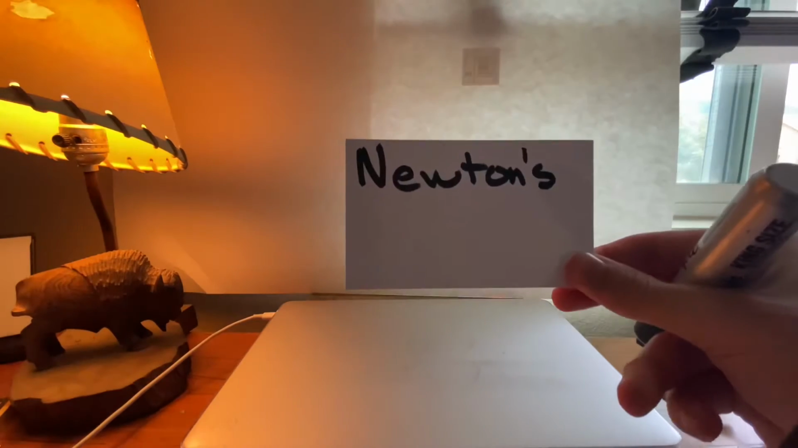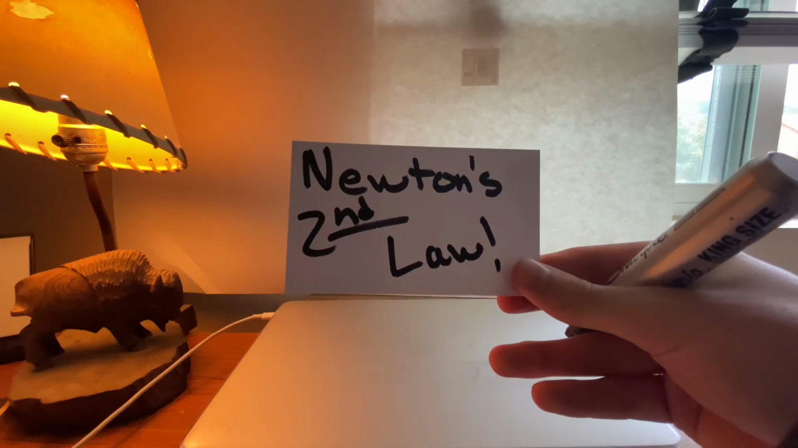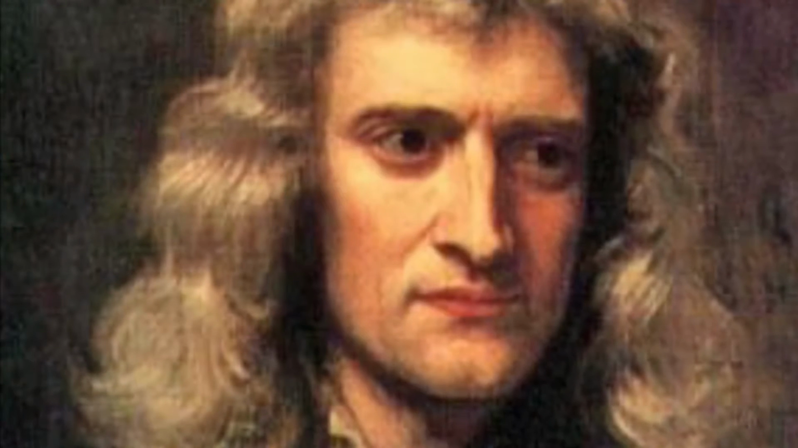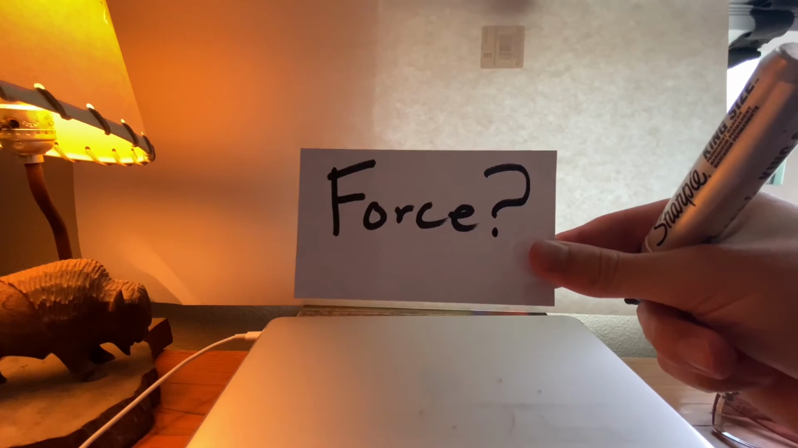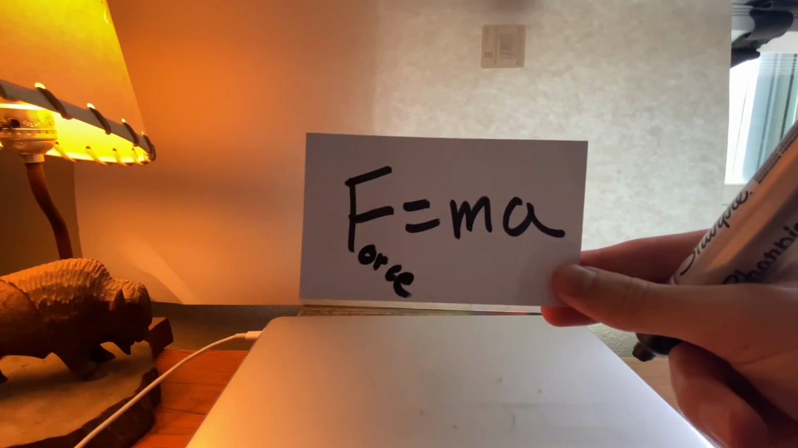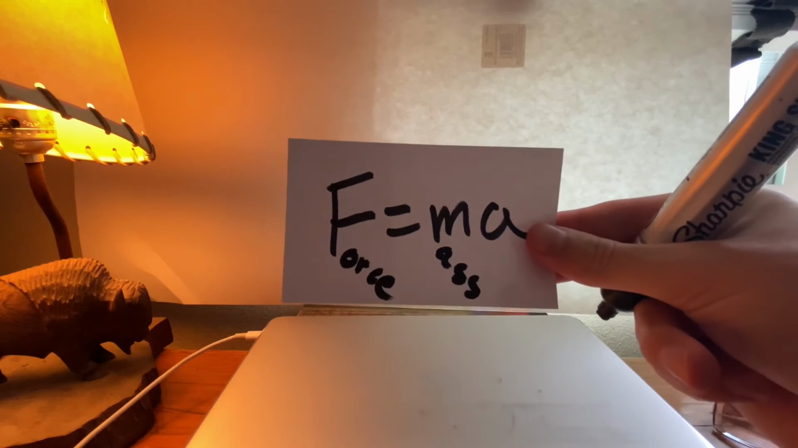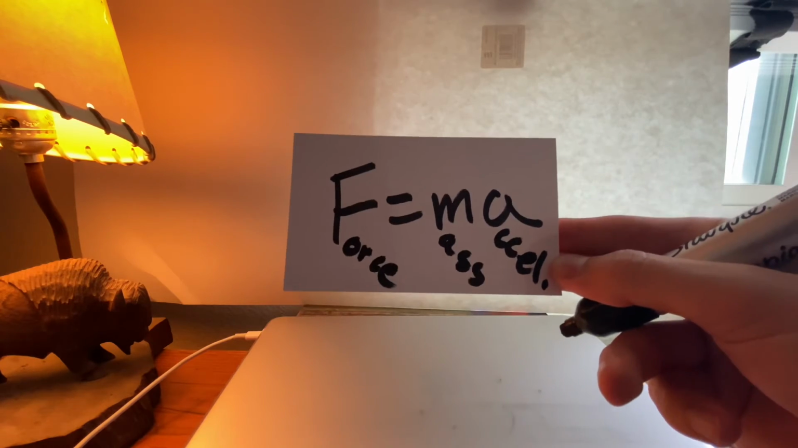Now let's take a look at Newton's second law. This law states that the acceleration of an object as produced by a net force is directly proportional to the magnitude of the net force, in the same direction as the net force, and inversely proportional to the mass of the object. So to calculate force, we use the equation F equals ma. To break it down, force is equal to an object's mass times its acceleration.